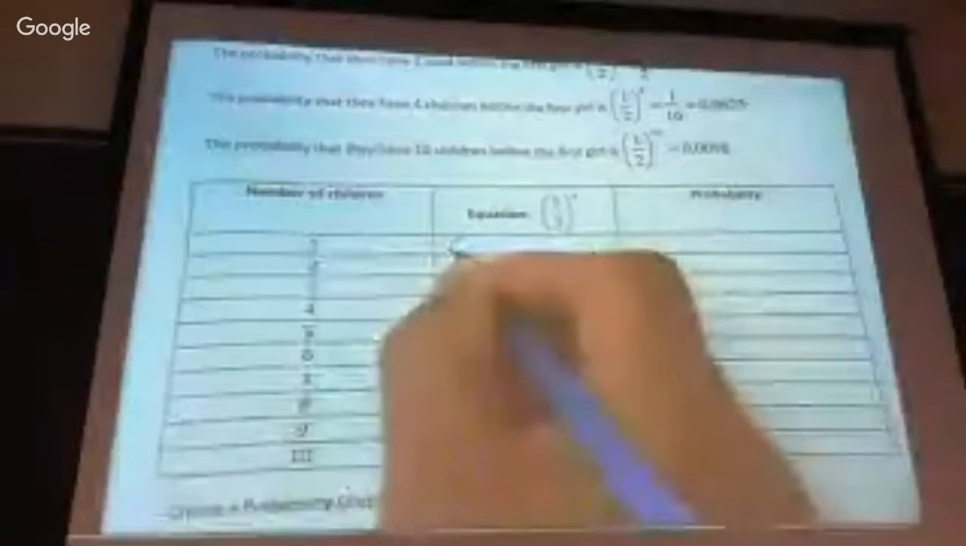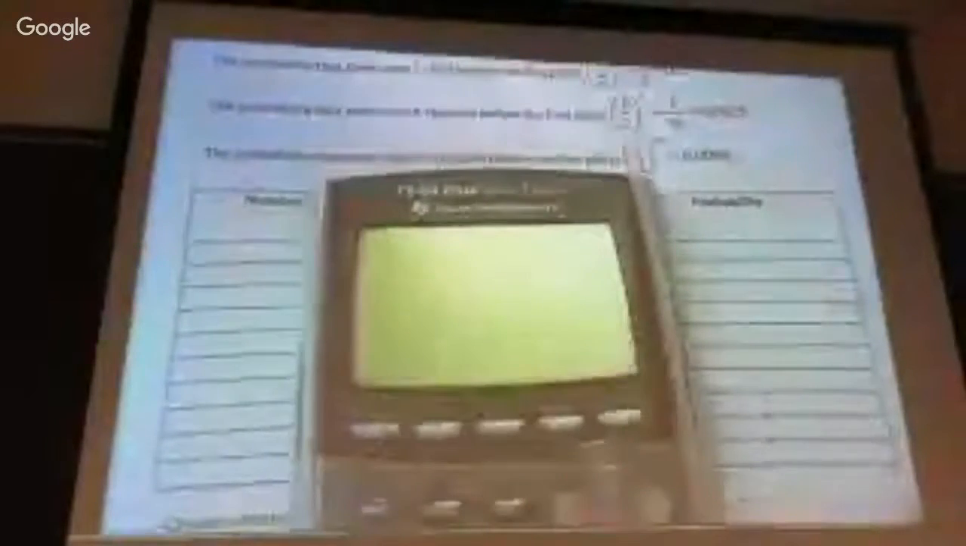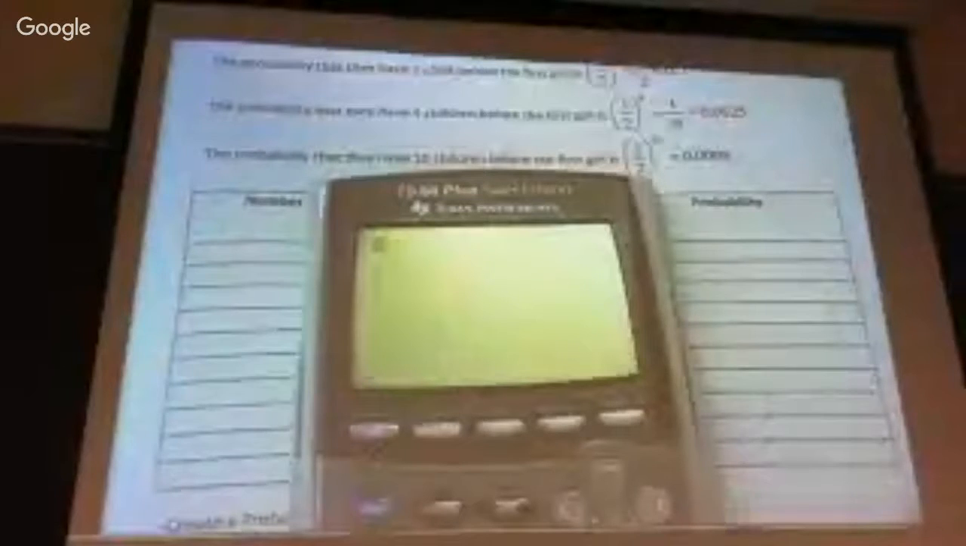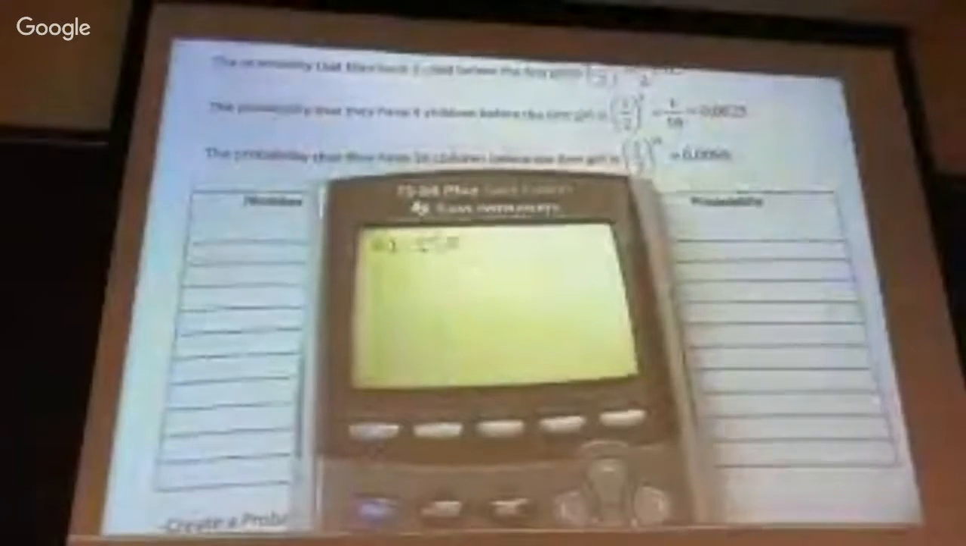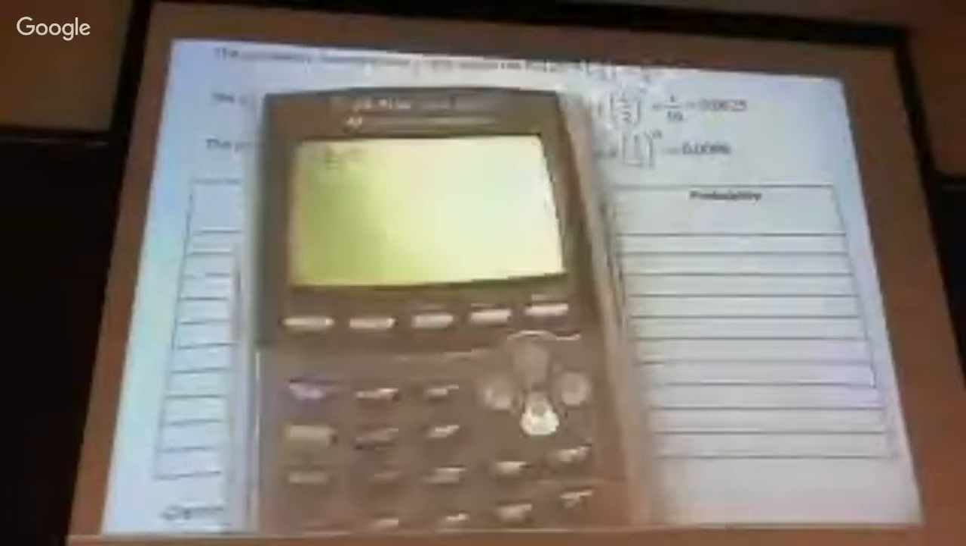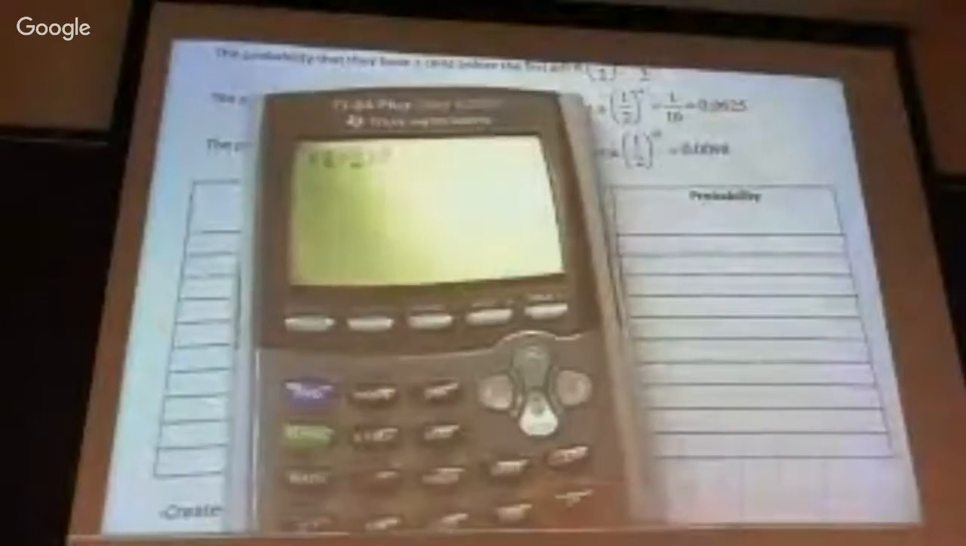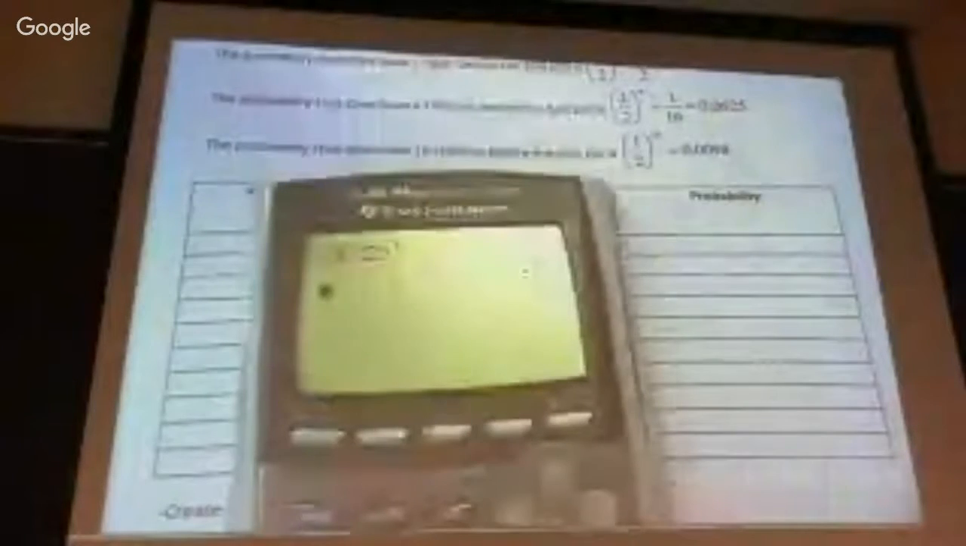So what's the chance that the first child is a girl? Well, that's 1/2 raised to the 1. If we go to the calculator, let's practice that a bit. Let's put parenthesis 1 division 2 parenthesis raised. The raised is above the division. Raised to the 1, you get 0.5. So the chance that the first child is a girl is 0.5, 50%, half.